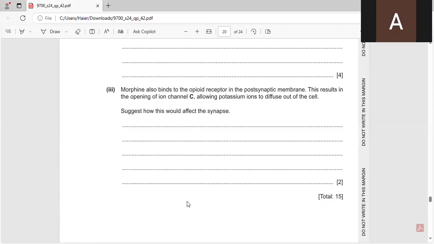They have a positive charge. When they go out, there will be more negative charge inside, due to which the membrane will hyperpolarize, and due to hyperpolarization it will not reach the threshold. So no depolarization of the membrane will take place. So we are going to write these points.